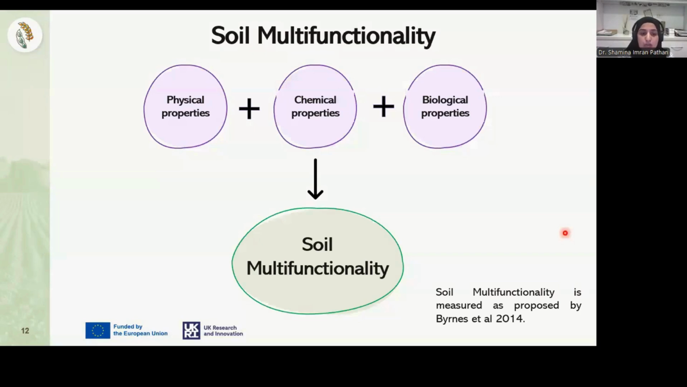They are used to calculate the soil multifunctionality, because soil multifunctionality is kind of an index for soil fertility or soil health. I will not go into detail about how this multifunctionality is calculated. We are just following the paper Byrnes 2014, which proposed a formula, and we are using that proposed formula to calculate the soil multifunctionality.